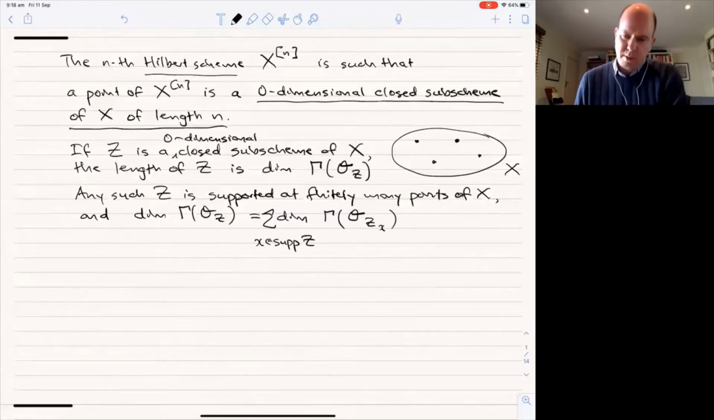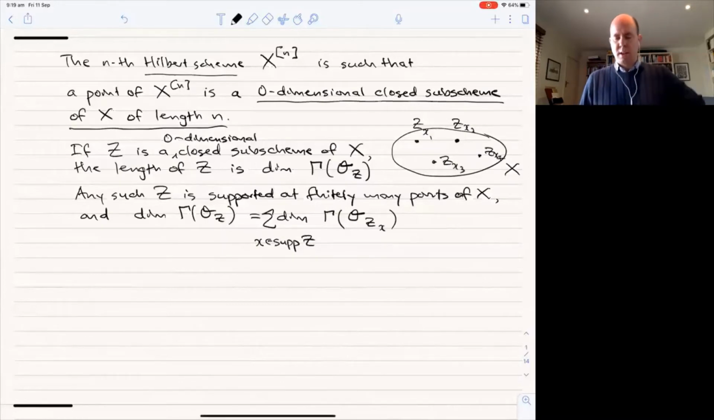So the picture is that you have this collection of points, and at each of these points you have a localization of your scheme there. And in particular, each of these individual local subschemes has a finite length, and the sum of all of the lengths is n. I'm going to make this much more explicit in some affine examples in a minute.